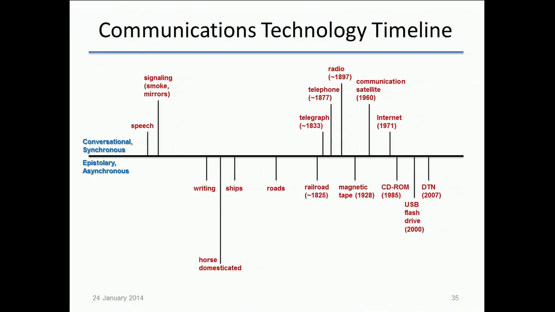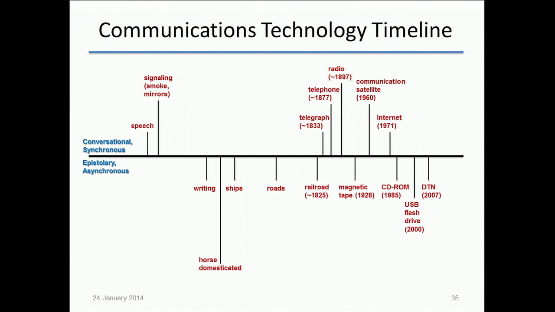Ships, now you could traverse really long distances. Roads, real road building, which happened actually quite a long time after shipbuilding. Another tremendous technological innovation. Horses moved a lot faster over roads than over open country. And the railroad, another leap forward. But then, finally, a leap forward in conversational, synchronous communication in 1833 or so, the invention of the telegraph.